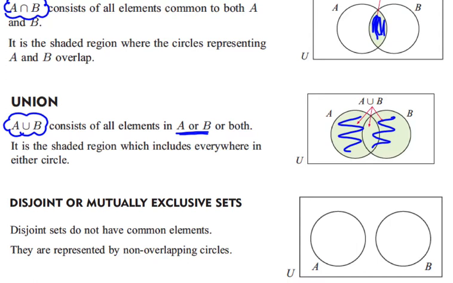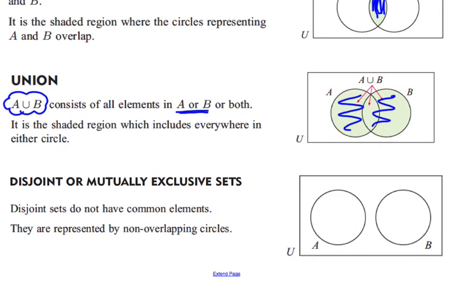And then the last one, mutually exclusive, means that there's nothing in common with either one. There's no overlap, so nothing in A and nothing in B overlap.